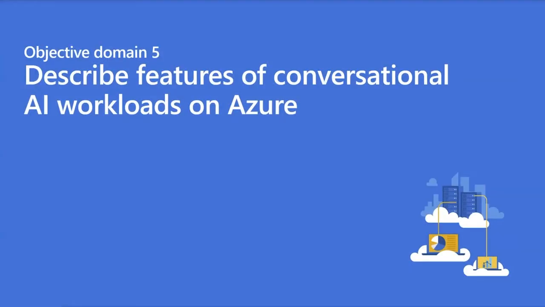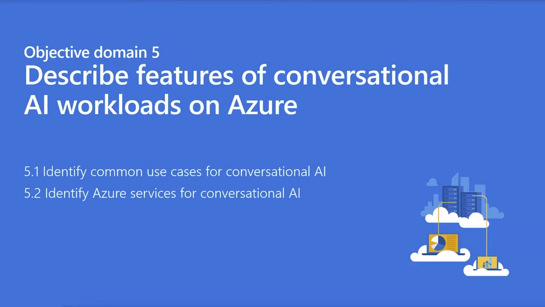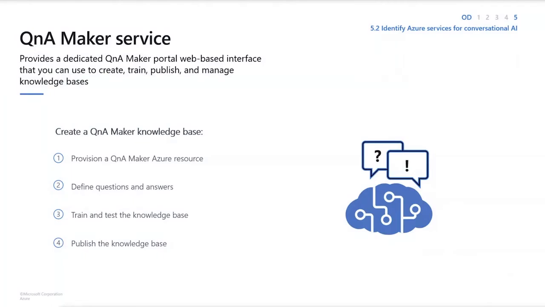So now that we know some of the common use cases for artificial intelligence, let's look at some of the different services in Azure for conversational AI. Now, one of the great ways that you can quickly make a bot is through the Q&A Maker portal. And this is a web-based interface that allows you to create, train, and publish different knowledge bases.